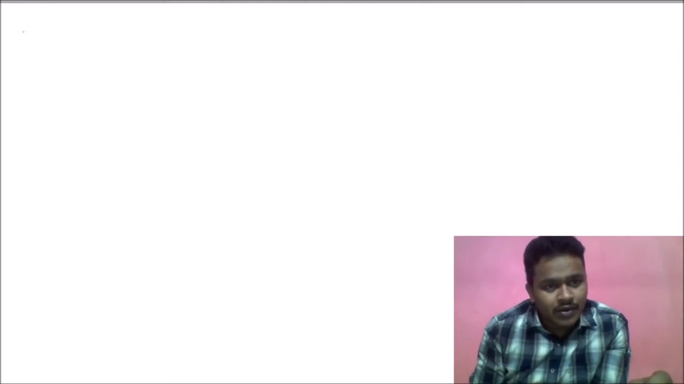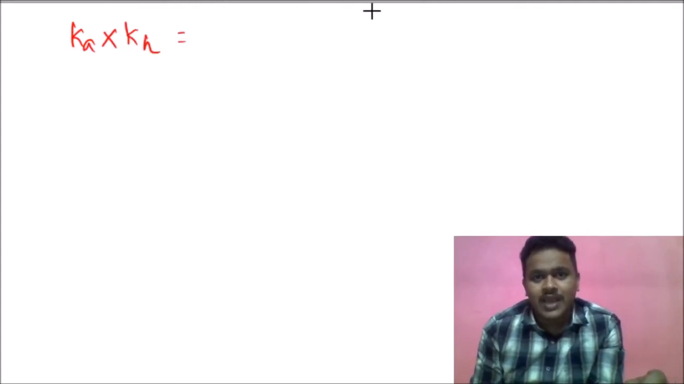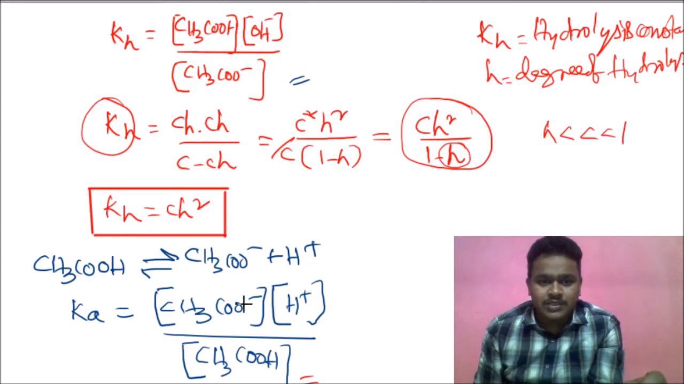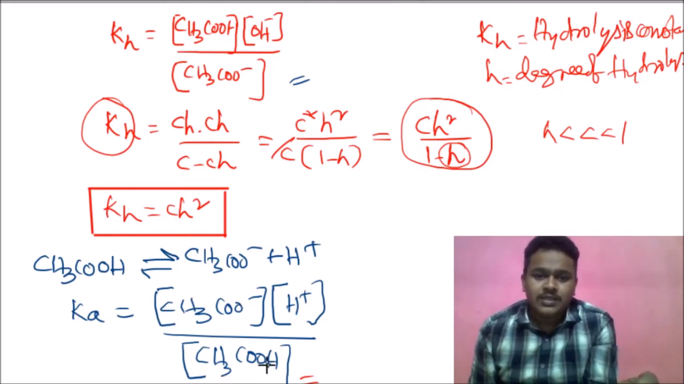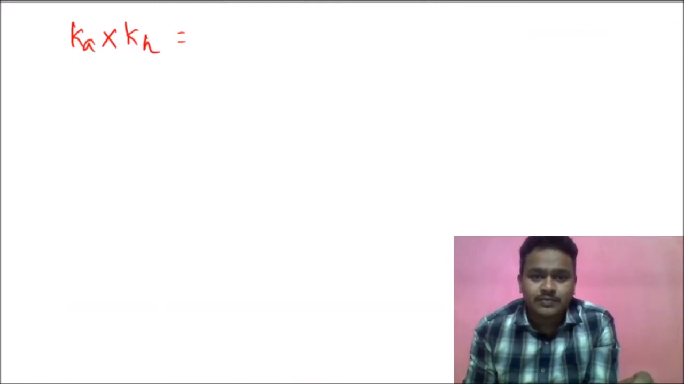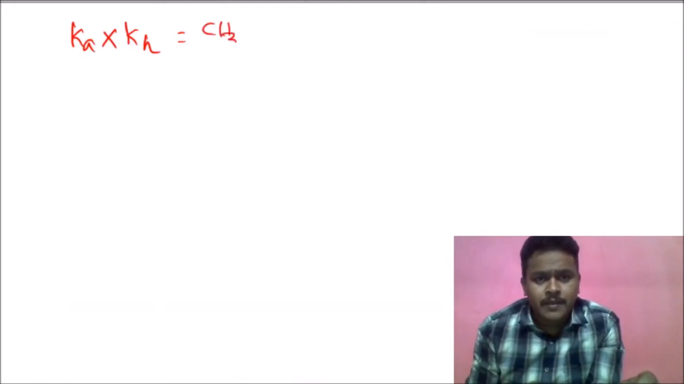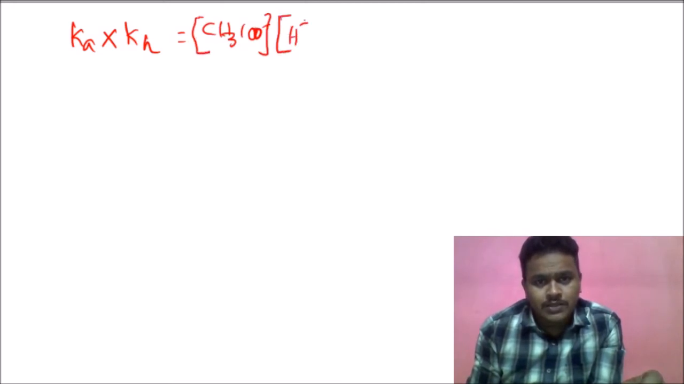Ka. What will I do? Ka into Kh we will do. What is Ka? Ka means this expression: CH3COO minus, H plus, divided by CH3COOH. What is Ka? CH3COO minus concentration into H plus concentration divided by CH3COOH.